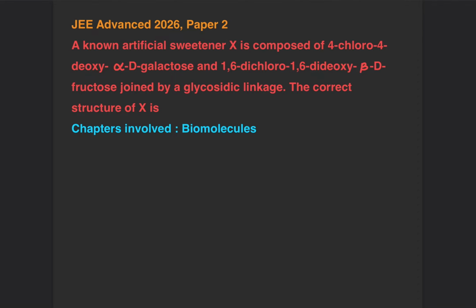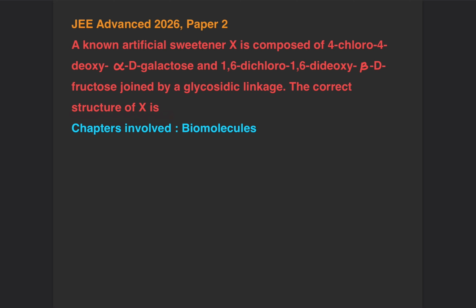Hello everyone. So this is a question from JEE Advanced 2026 paper 2. A known artificial sweetener X is composed of 4-chloro-4-deoxy alpha D galactose and 1,6-dichloro-1,6-dideoxy beta D fructose joined by a glycosidic linkage. The correct structure of X is okay.